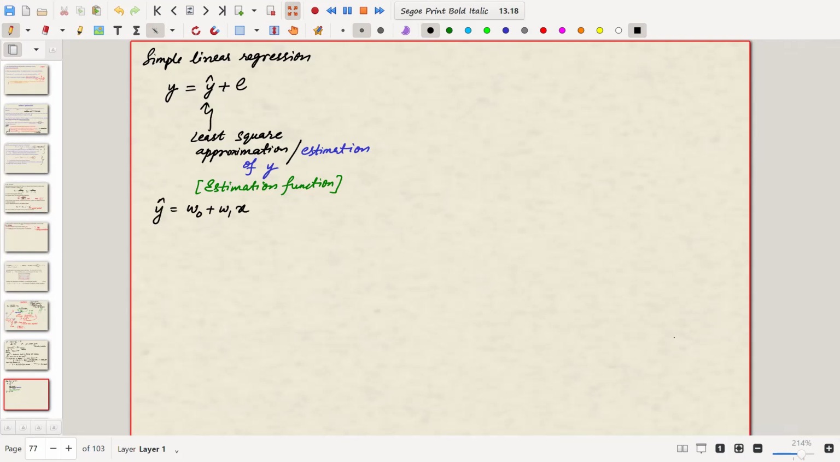So this is our regression model. Usually in machine learning, the constant is referred to as the bias, and this is referred to as the weight. So these are some terminologies.